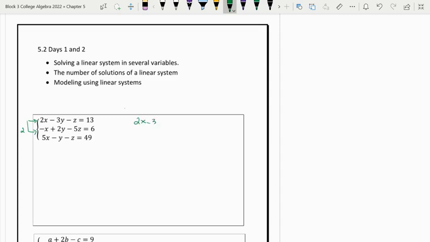So 2x minus 3y minus z equals 13. And the second equation multiplied by 2, so negative 2x plus 4y minus 10z equals 12. X's are gone, so I add those. I get 1y minus 11z equals 25.